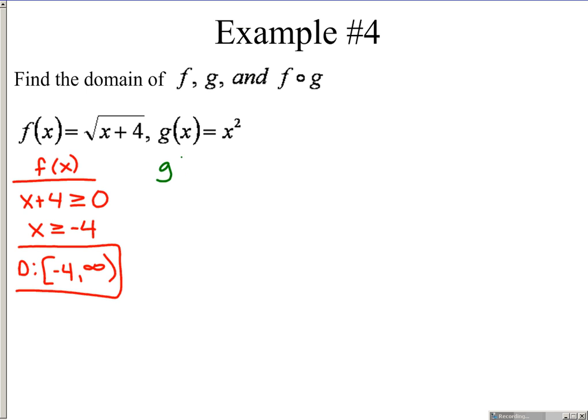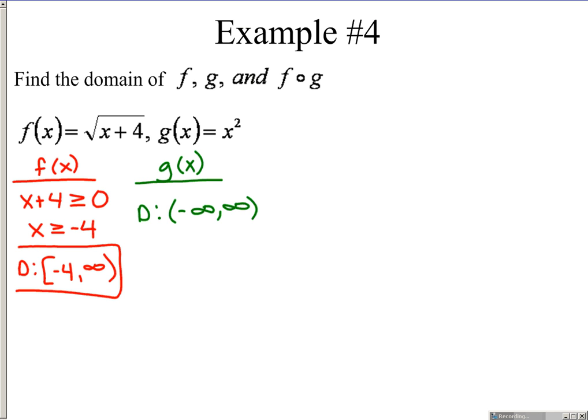Find the domain for g of x. Is there a domain restriction for g of x? Nope. We do not have a variable underneath an even indexed radical. We do not have a variable in the denominator of a fraction, so our domain is simply going to be from -infinity to infinity.